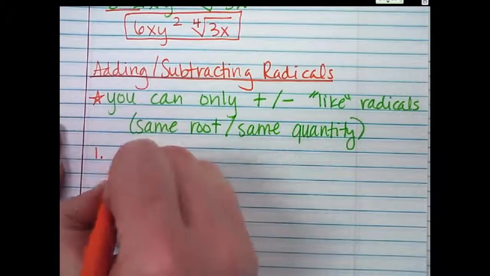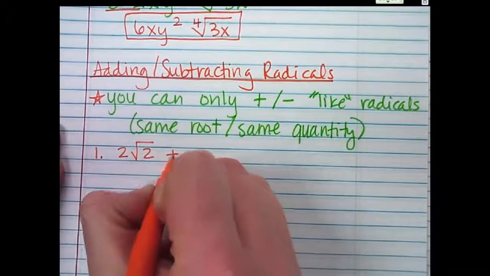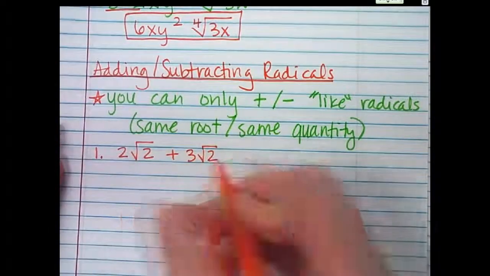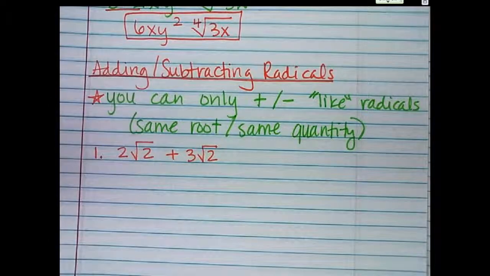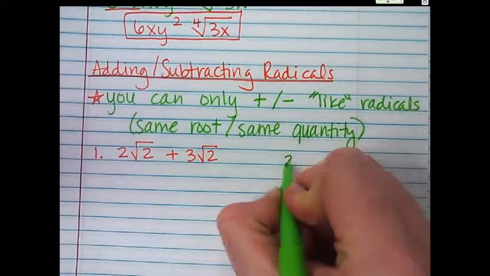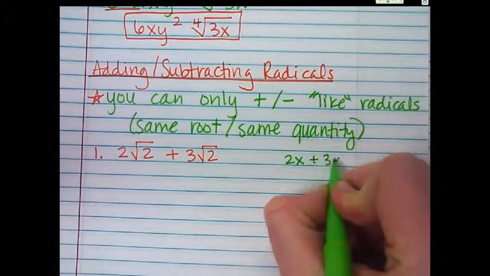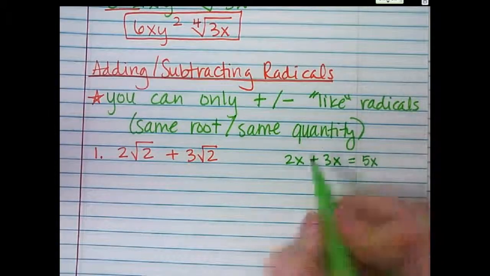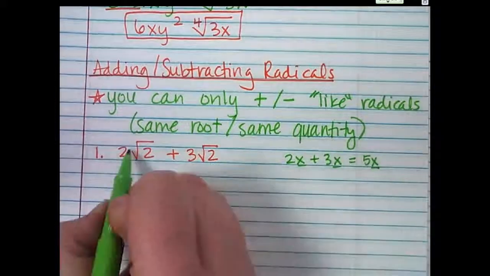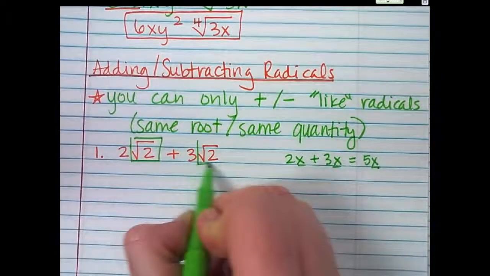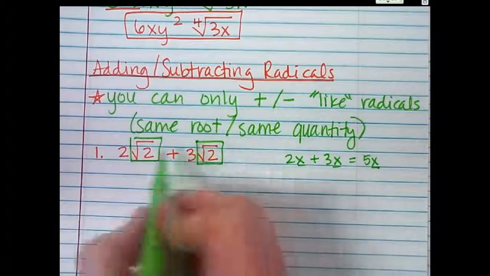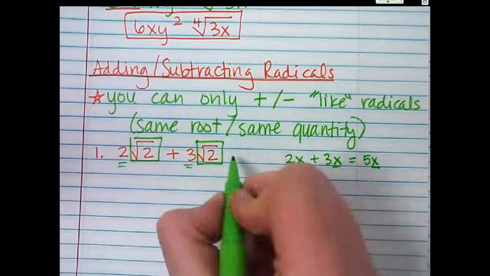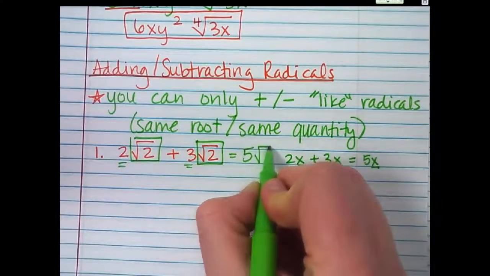Okay, so the first one, 2 square root 2 plus 3 square root 2. So this is exactly like if I was adding x's, like 2x plus 3x, that would be 5x. You don't touch the x's. Same thing here. These are exactly the same, so I don't touch the roots. I just add the coefficients in front. So my answer, 5 square root 2.